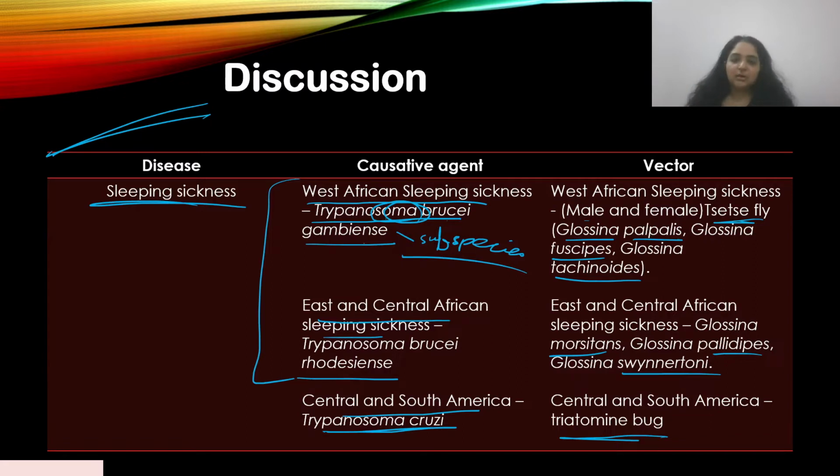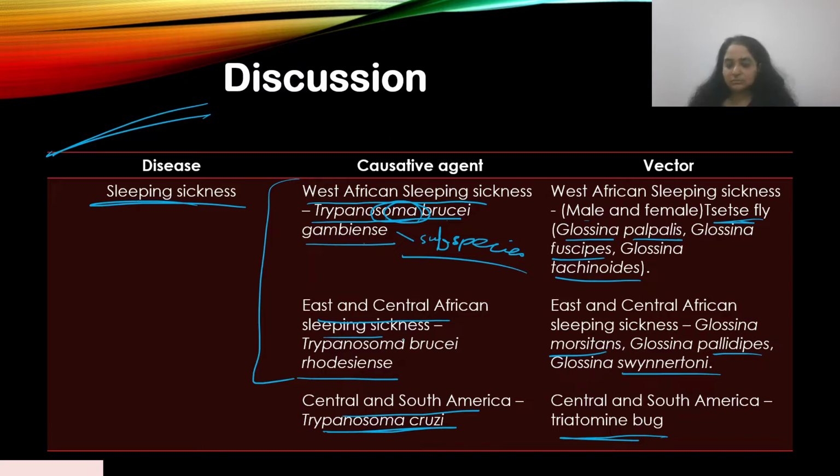Okay, so in African sleeping sickness, we have seen the fly, which behaves as the vector. In the case of Central and South America, we have the triatomine bug. It's an insect. So they both are insects, of course, but here it's a fly, there it's a bug. Okay, so they're two different ones.